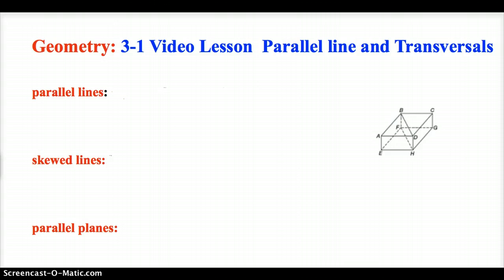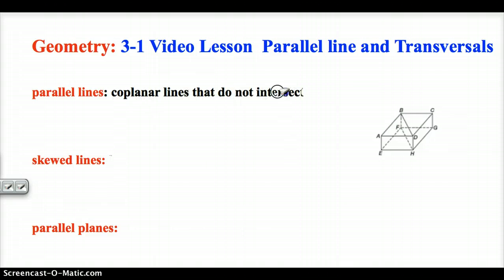We're beginning chapter 3, and in this chapter we're going to focus on parallel lines. And so let's talk about some definitions here. Parallel lines are coplanar lines that do not intersect.